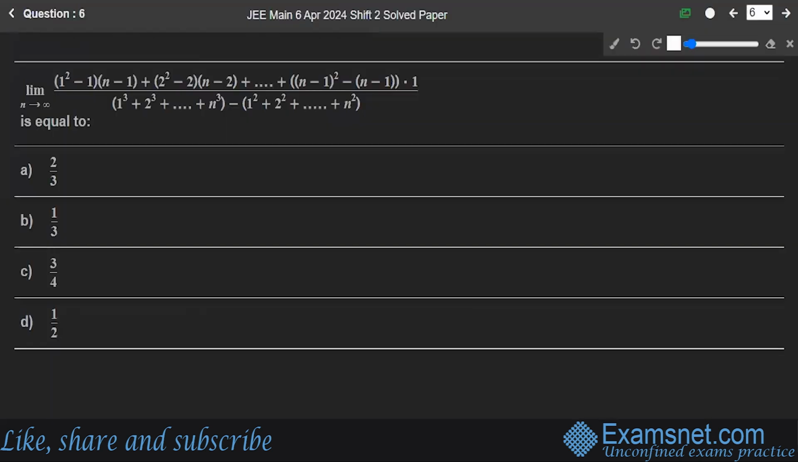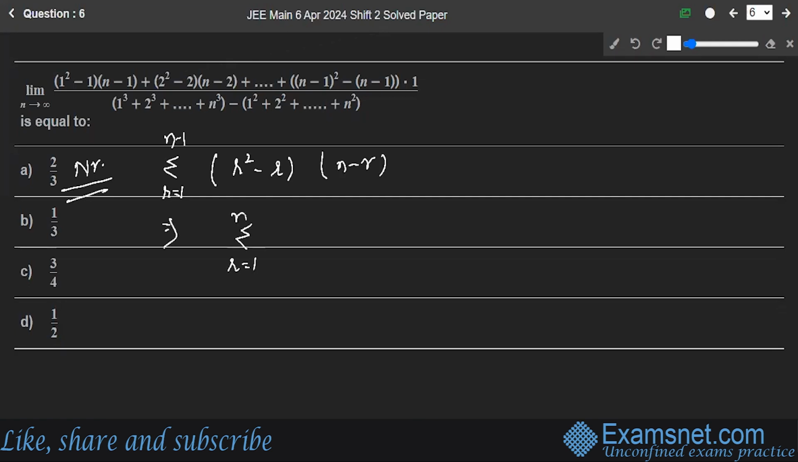Question number 6, limit n approaching infinity, this expression is equal to. Let's take the numerator first. The general term can be written as, I'm ignoring the limits for the time being, the sum from r equal to 1 to n minus 1 of r square minus r into n minus r.